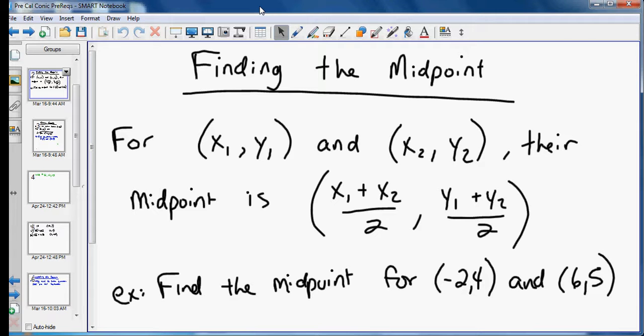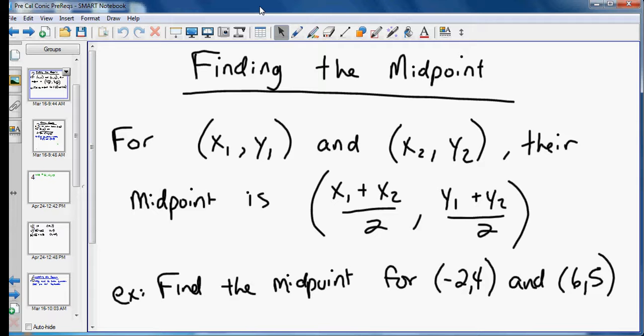I actually have this labeled as a lesson for Conics prerequisites. So yes, these are good skills, but the main reason I'm doing it for my class is because these are needed for what we're doing with conics, that is circles, ellipses, hyperbolas, and parabolas. So this will be a very brief review of finding the midpoint and of the distance formula.